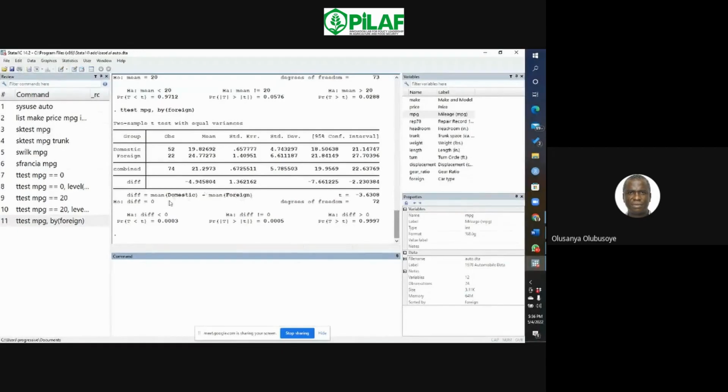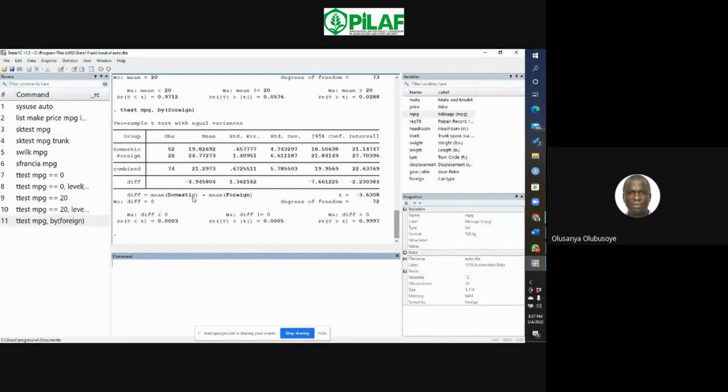And this is the difference we are testing. If the difference is 0, it means the population mean of domestic is the same as that of the foreign. So this test is actually saying there is no difference between the average MPG for domestic and the average MPG for foreign. This is what this test is talking about. So it's saying the difference is 0. This test is also called the test of difference. It's testing whether the averages in the two groups are the same.